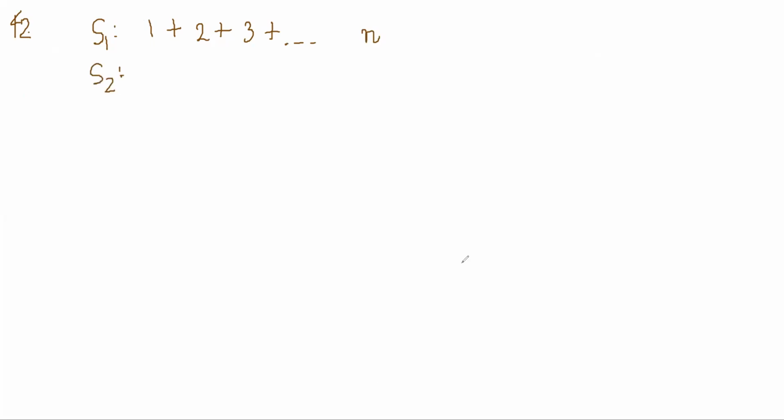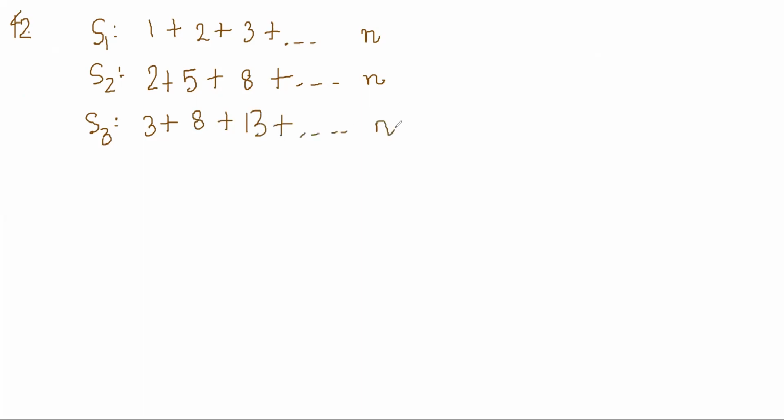Yes, n terms. S2: the first term of the second AP is 2 and the common difference is 3. So 2 plus 5 plus 8 and so on, n terms. And the third one will be 3 plus, now the common difference is 5, so 8 plus 13 plus and so on, n terms.